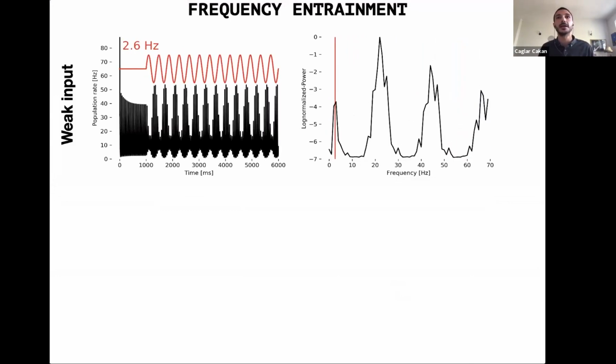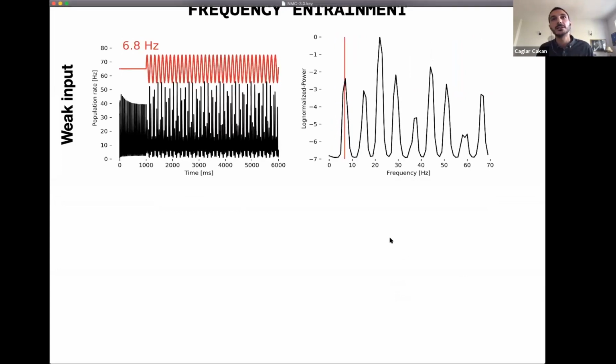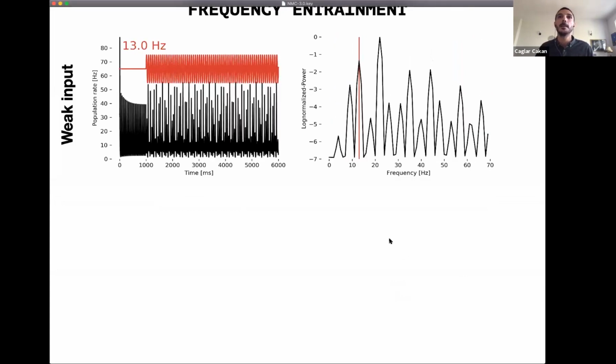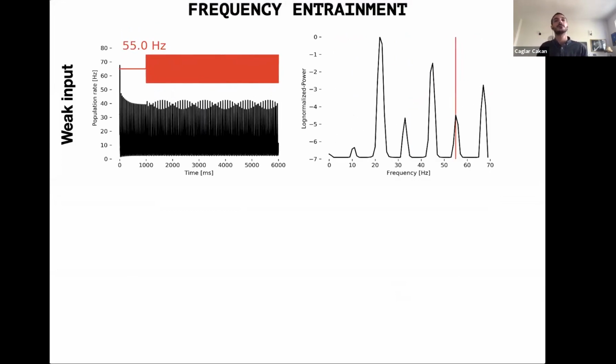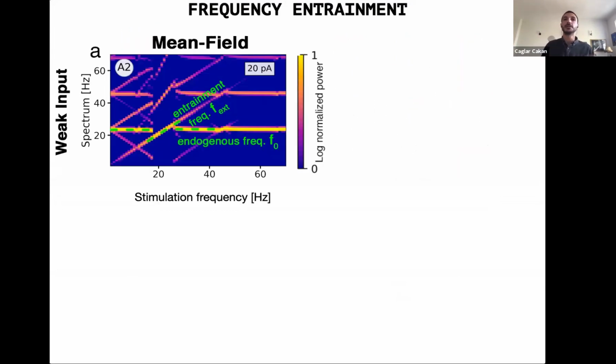So I'll just replay again, and you can see that when the stimulus comes close to this peak, it picks up the peak and moves along with the peak. So this is called frequency entrainment, and we can measure this. So this is now the same diagram, but looked at once. Basically, we're changing the stimulus frequency on the x-axis, and we're drawing the spectrum on the y-axis, and the color is the height of the spectrum.